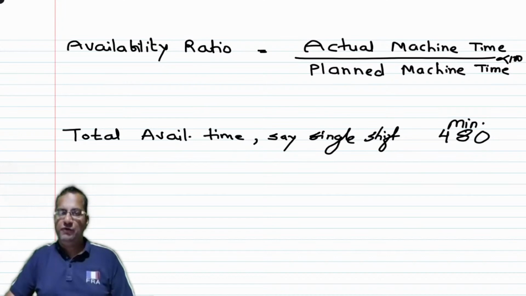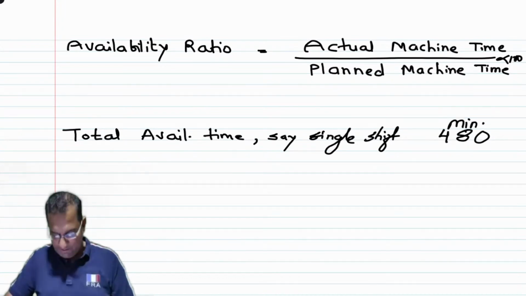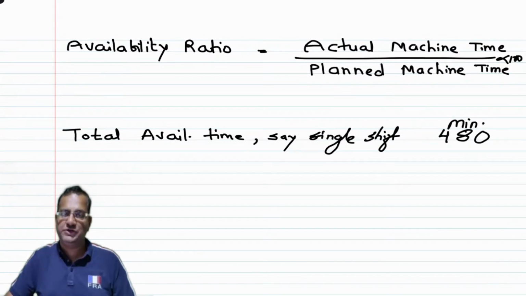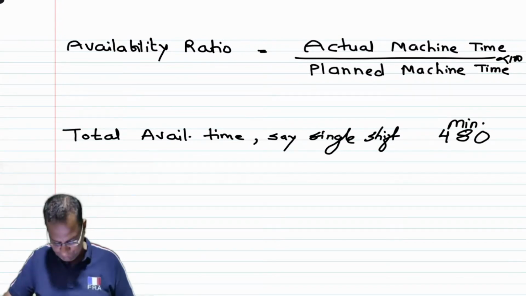That the total available time in a day in a single shift can be called planned available time, whether it's logical or illogical, along with the reason.